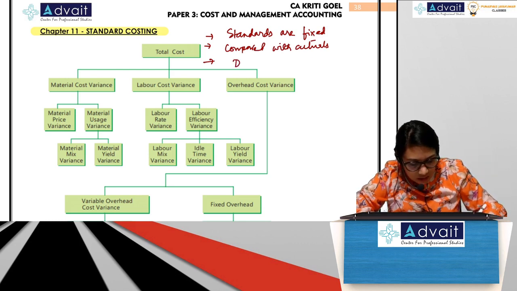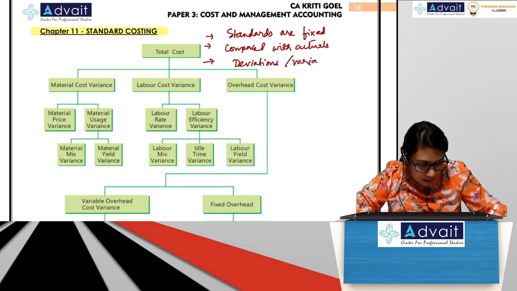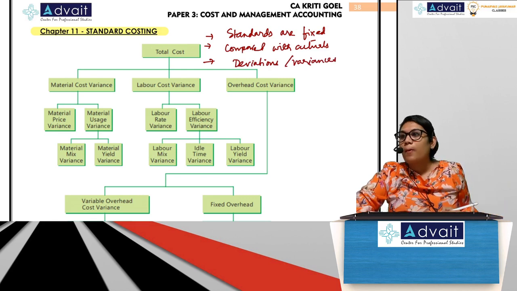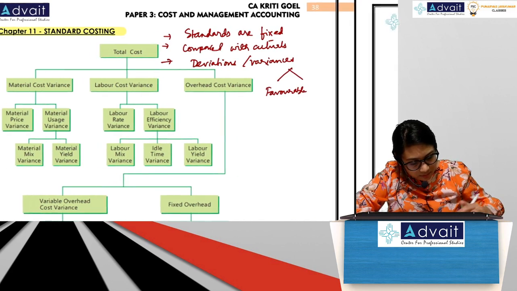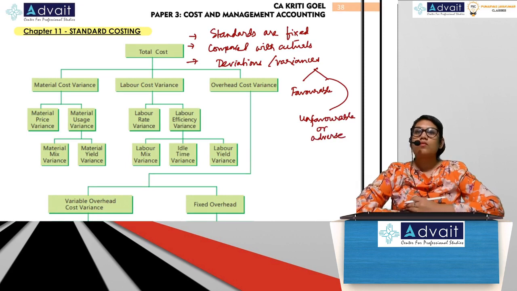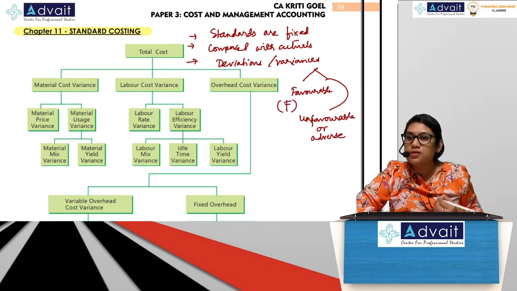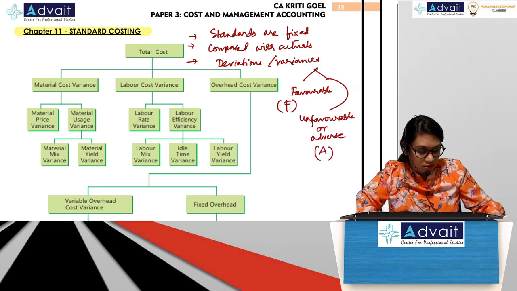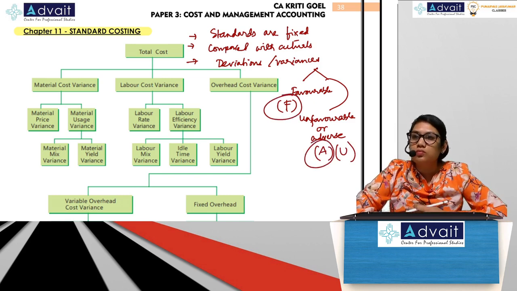Those differences are known as deviations, or they can also be called variances. And variances can be favorable, or they could be unfavorable or adverse. So if we have a favorable variance, we will write it like this, F in brackets, and adverse A or unfavorable U, as the case may be. I usually use these two.